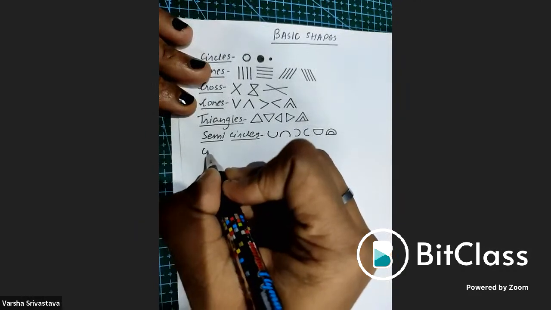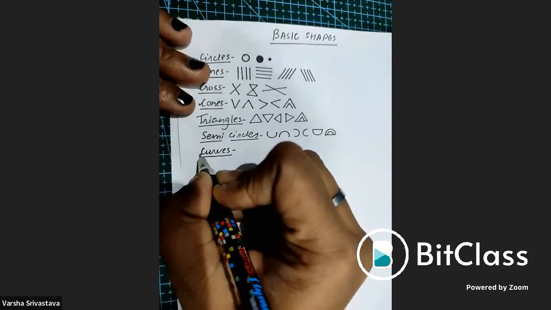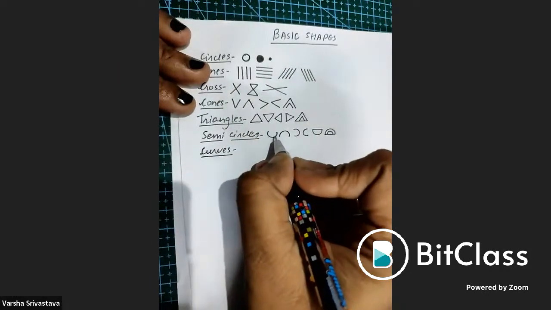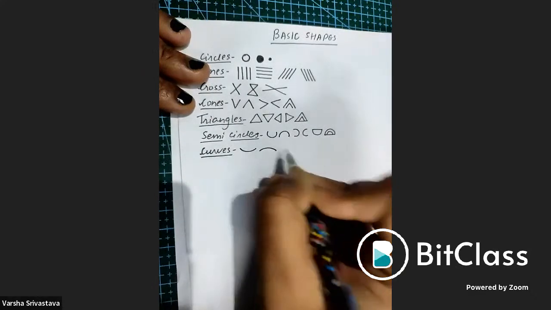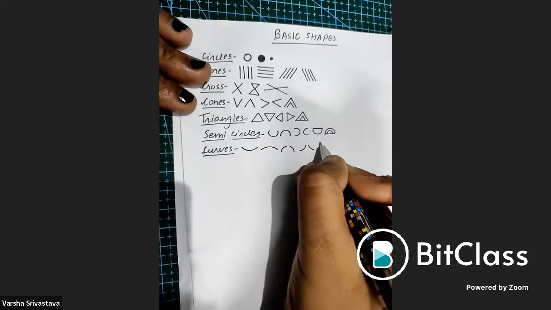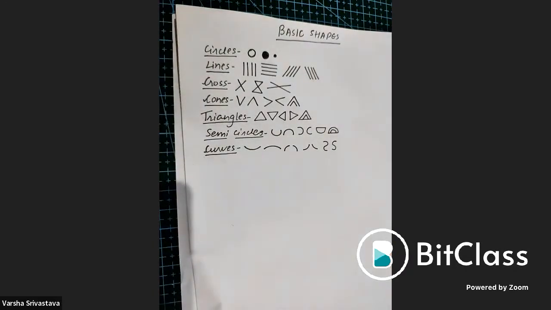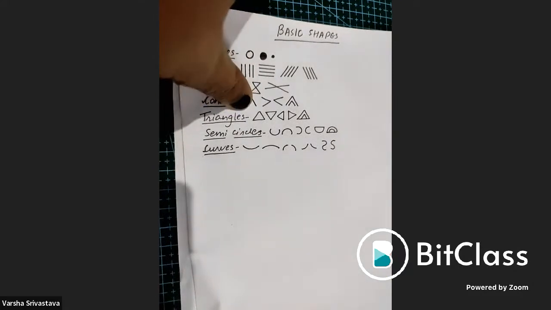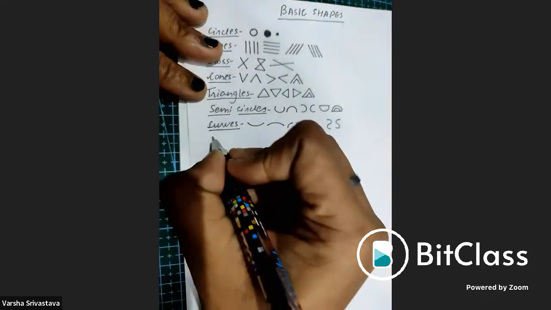So if I compare the semicircle to the curves, then the semicircles are broader than the curves. So if the semicircles are this broad, then the curves will be like this only. Like this. Inwards, outwards. Then you can also make it like this. These are also the curved lines. Okay. Proceeding further, I'm going to make the oval.